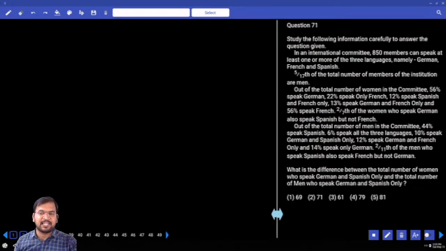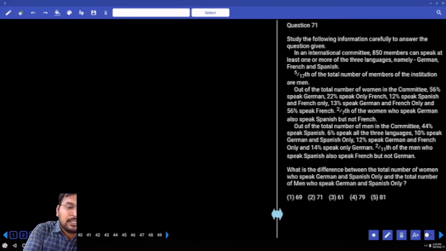So once you draft the diagram, the questions are very easy for you. So drafting the diagram is very important. In an international committee, 850 members can speak at least one or more of 3 languages, namely German, French, Spanish. 5/17 of the total number of members in the institute are men. So here men are there, women are there, and 3 different spoken languages are there.